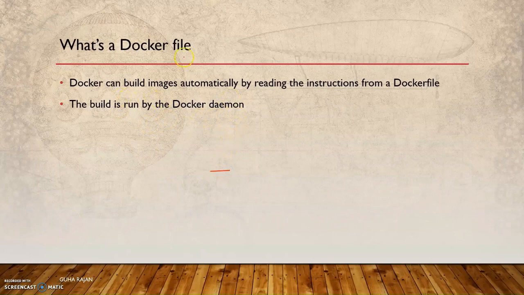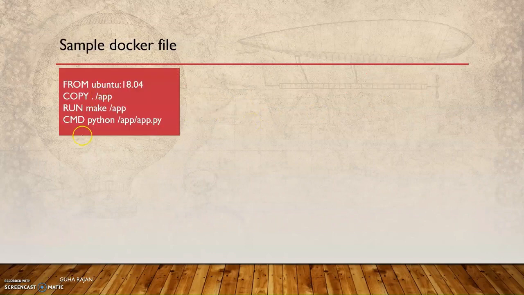So Docker can build images automatically by reading instructions from a Dockerfile. These are a sequence of instructions, one after the other. It is not like a programming language where you can build up many logics inside the programs, but here it is going to be instructions. So based on those instructions you can build the image. That is where you keep all the instructions in a Dockerfile, and then build the image. And this build is run by the Docker daemon. So this is kind of a sample.